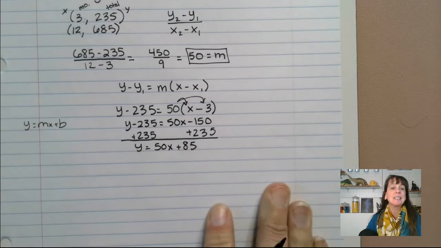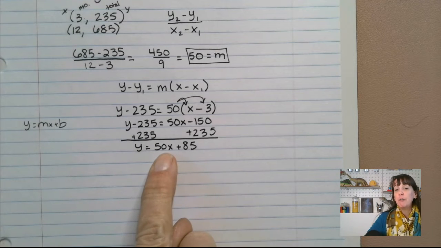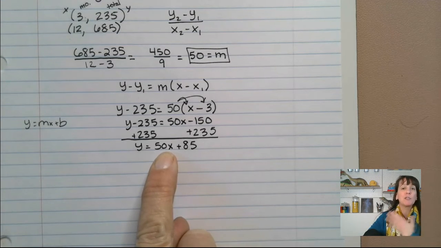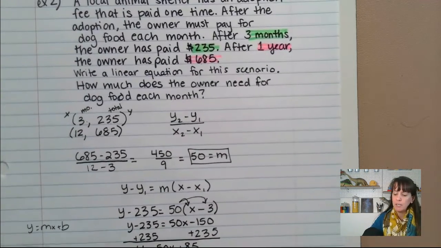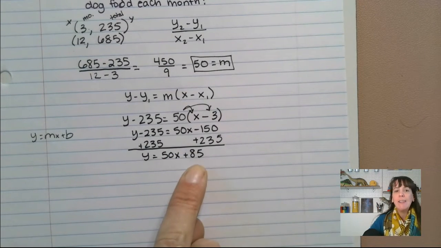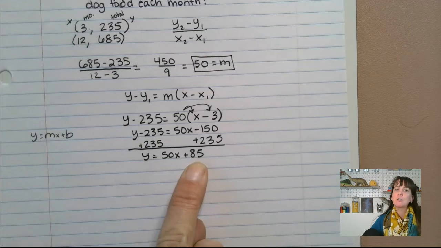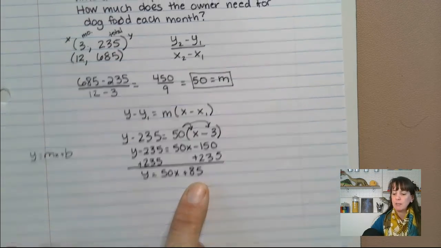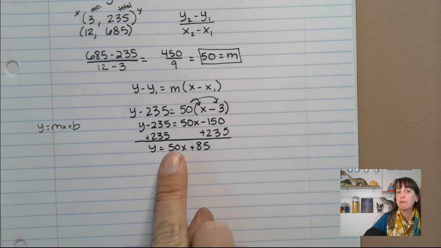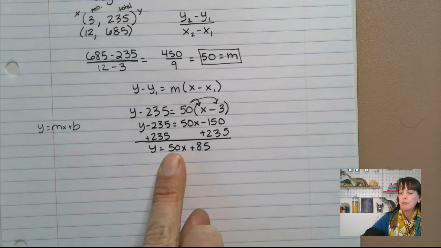So what this tells us now is our rate, which is $50. And again, rate is per. If you hear the word per, you know it's probably a rate. So $50 per something. And if you look back, we determined, oh, right, our X is month. So $50 per month. And then our starting fee was $85. So that means our owner had to pay $85 to adopt this dog, and then they pay $50 per month for their food.